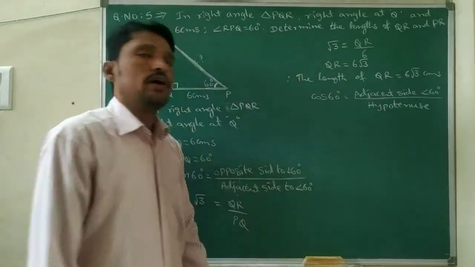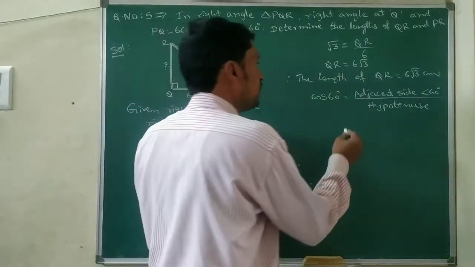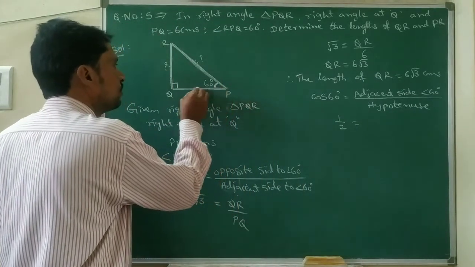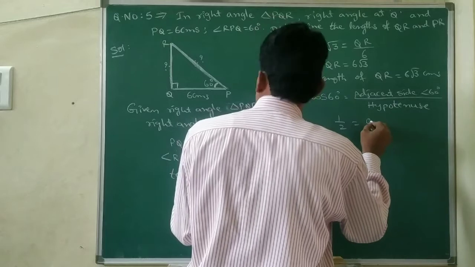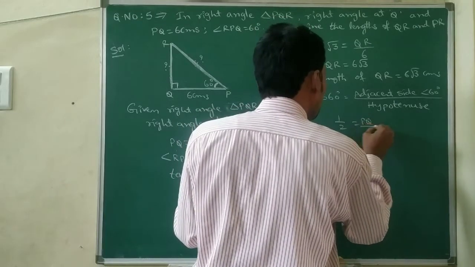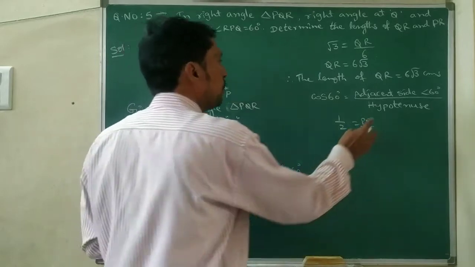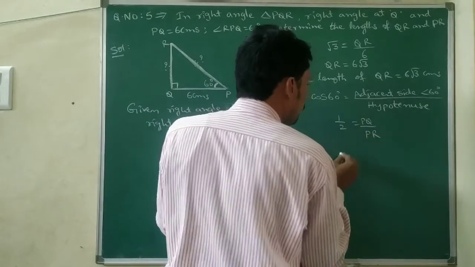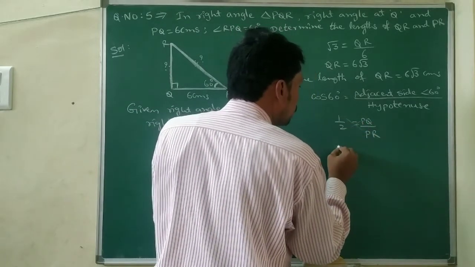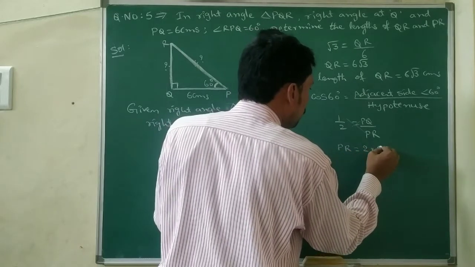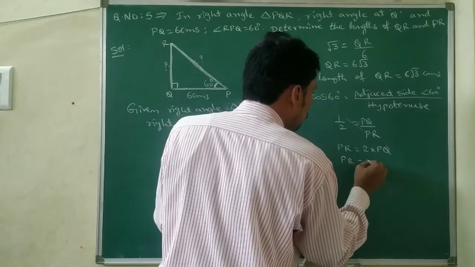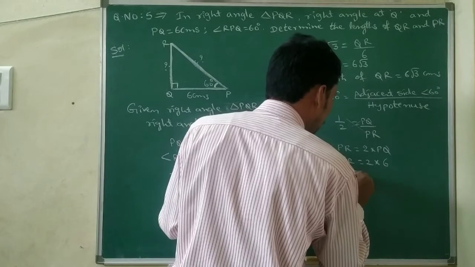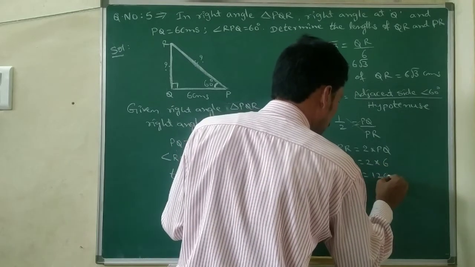So cos 60, what is the value of cos 60? Cos 60 value we already know, that is 1 by 2, equals the adjacent side to angle 60 degrees, this is PQ or QP, both are the same, by hypotenuse. What is hypotenuse? That is PR. Now you can take the cross multiplication. So PR equals 2 into PQ. PQ value, how much is it? 6 centimeters. So PR equals 2 into 6, 12 centimeters.